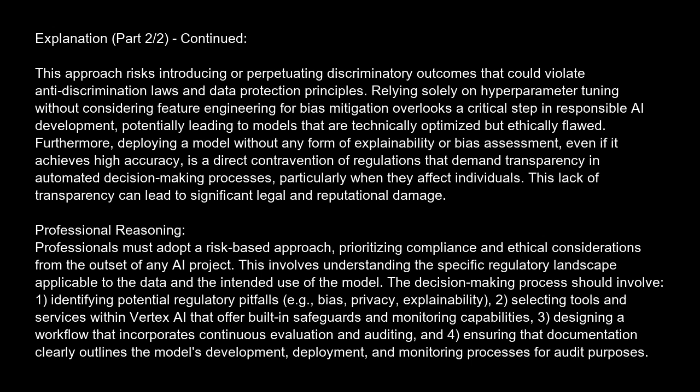Relying solely on hyperparameter tuning without considering feature engineering for bias mitigation overlooks a critical step in responsible AI development, potentially leading to models that are technically optimized but ethically flawed. Furthermore, deploying a model without any form of explainability or bias assessment, even if it achieves high accuracy, is a direct contravention of regulations that demand transparency in automated decision-making processes, particularly when they affect individuals. This lack of transparency can lead to significant legal and reputational damage.